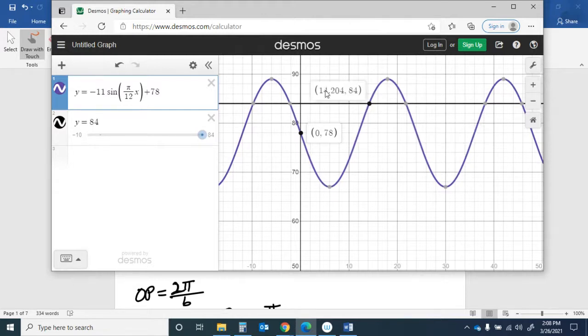We hit 84 degrees the first time at 14.204 hours. 14 hours and 204 thousandths of the next hour. In other words, about 20 minutes-ish. Basically, you're asking 20 hundredths is what part of 60 minutes. So you can actually figure out how many minutes. So 14 hours and some chunk of minutes. 14.204. That's our answer.